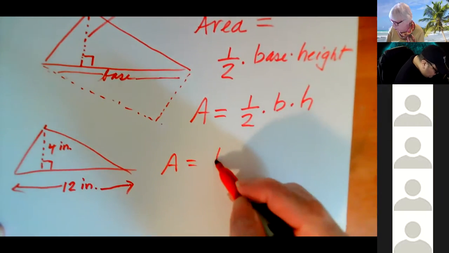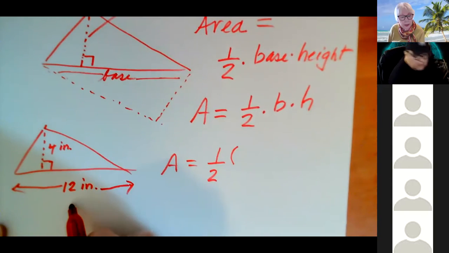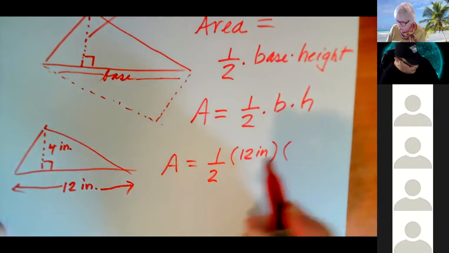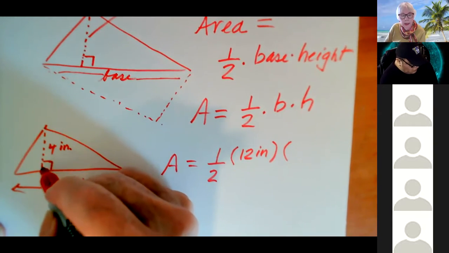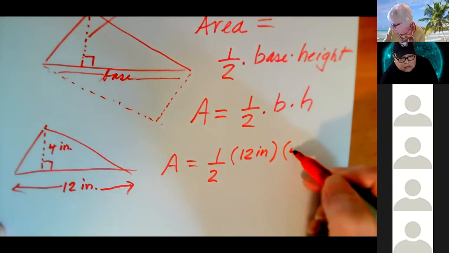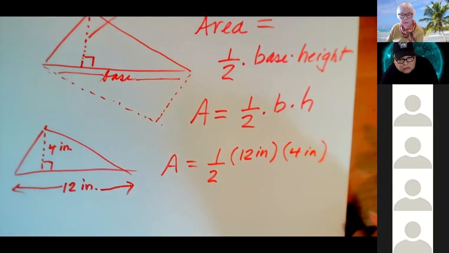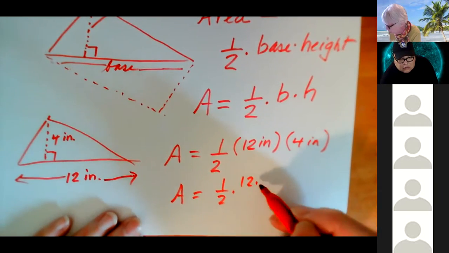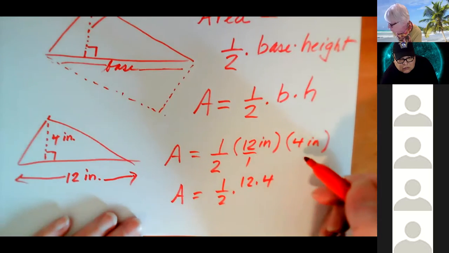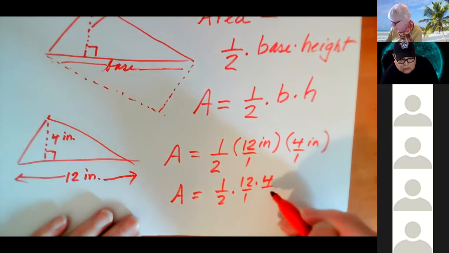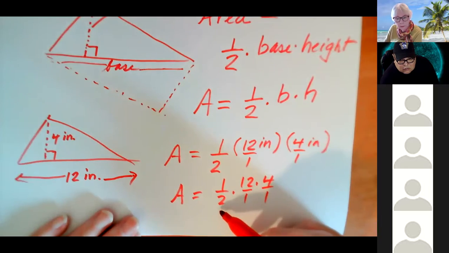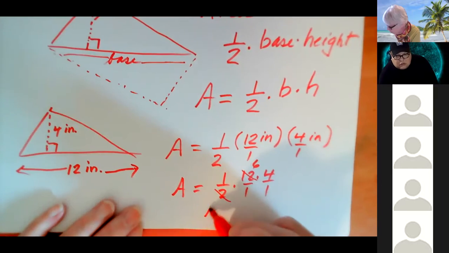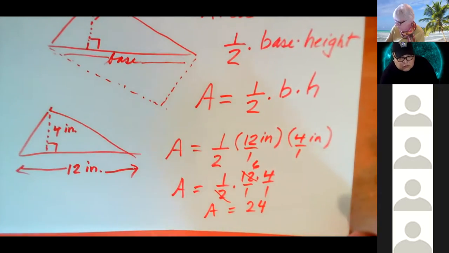So it would be area equals 1/2 multiplied by the base, which is 12 inches, multiplied by the height. Height is perpendicular to the base, 4 inches. Okay, so area equals 1/2 times 12 times 4. And you can put this over 1, over 1. I think I'd cancel. 2 into 12 is 6. 6 times 4 is 24, right?